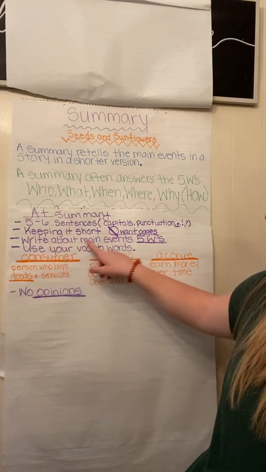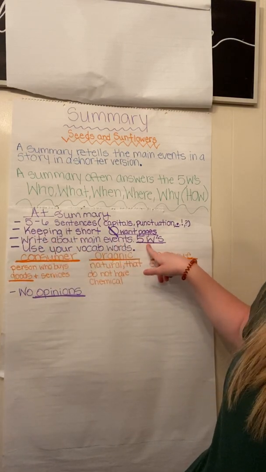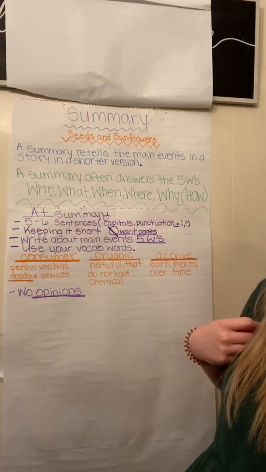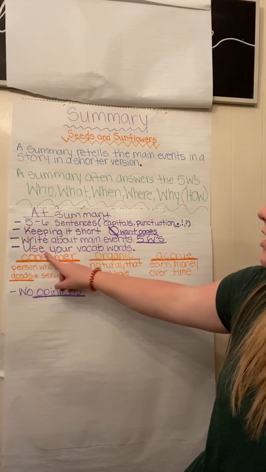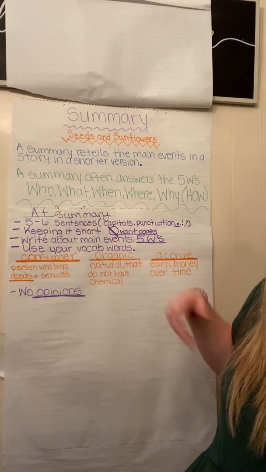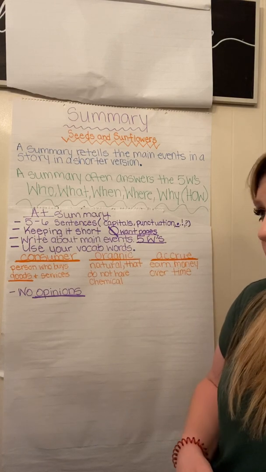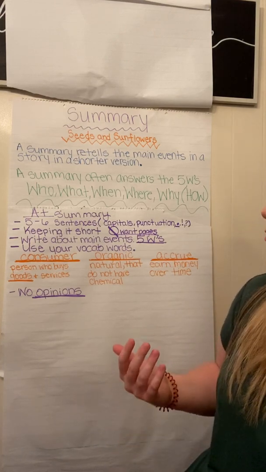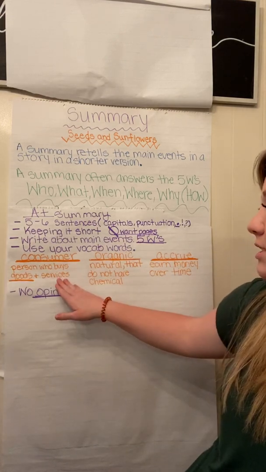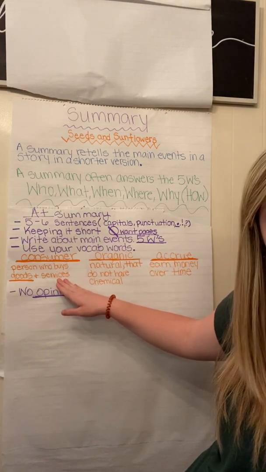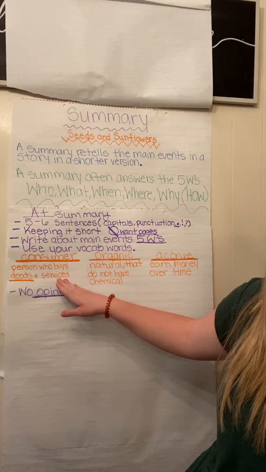We want to write about the main event, so our 5 W's. We want to make sure we answer these 5 questions when we are writing. And we want to use vocabulary words. So we want to make sure that we use those important new vocabulary words in our summaries so we can show that we learned those words from the story and we know how to use them in our own writing.